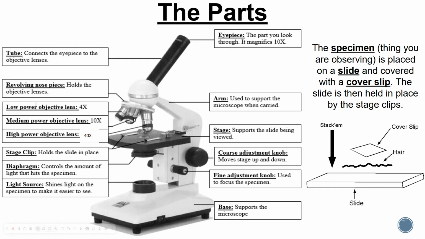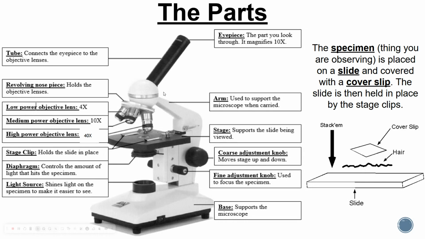To switch between different objective lenses, the low, medium, and high, you use what's called a revolving nose piece. So this basically just spins around so you can click the lens that you want to view the specimen through into place. And you got to hear it click into place there.